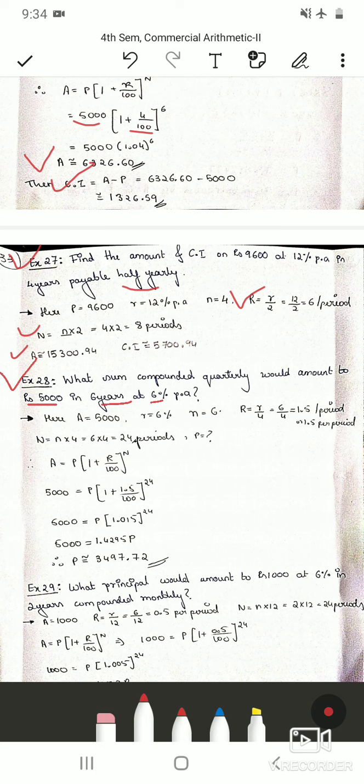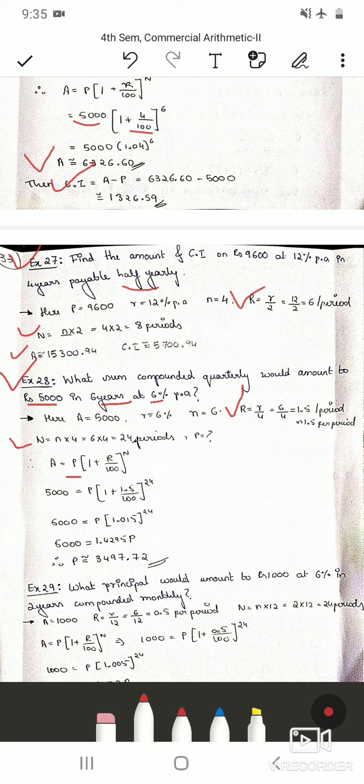So now your capital R will be small r by 4 because it is quarterly. So capital R turns to be 1.5 per period and capital N will be small n into 4, therefore it will be 24 periods. So everything is known except P in the formula, therefore we can solve for P. It will be 5,000 equal to P into 1 plus 1.5 by 100 whole raised to 24. So 5,000 equal to P into 1.015 whole raised to 24. So again 1.015 whole raised to 24 can be found from your calculators.